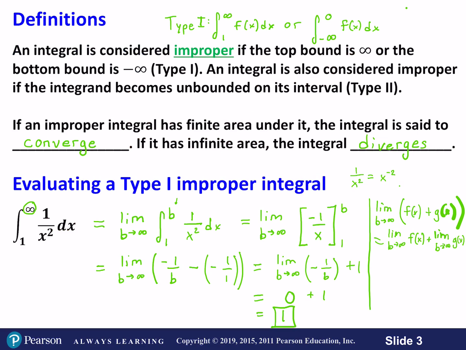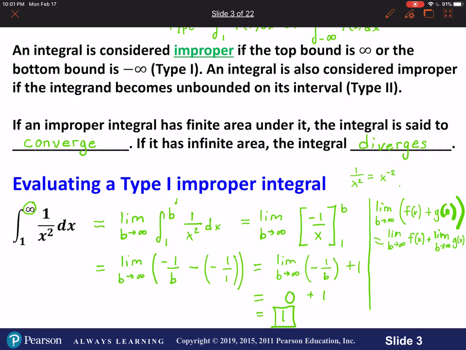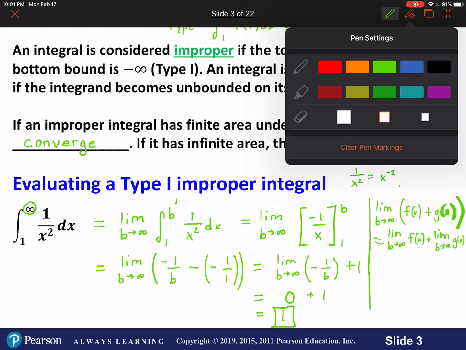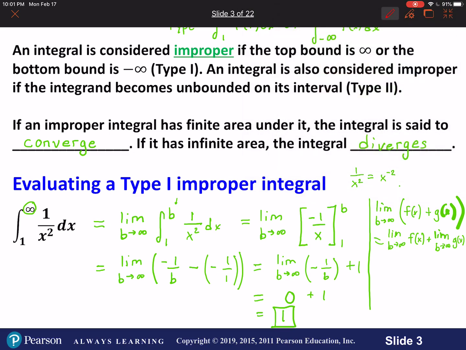One thing about notation here is that, let me switch colors. We want to make sure that we do not write 1 over infinity. This is bad. We don't want to actually plug in infinity at any point during our calculations. It's notationally incorrect because infinity is not a number. So try to avoid that if you can.